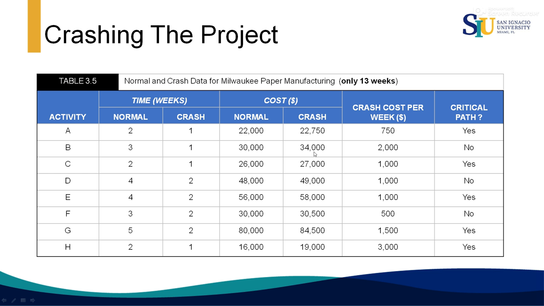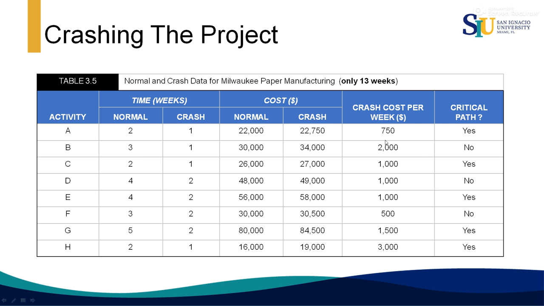In this other case, 34,000 minus 30,000 is 4,000, and the normal time minus the crash time is 3 minus 1, which is 2. Then 4,000 divided by 2 is going to be 2,000. Then you calculate the crash cost per week. You can review this calculation in this table. And for the critical activities, which are 5, we select the one with the least crash cost per week, which is activity A with 750.